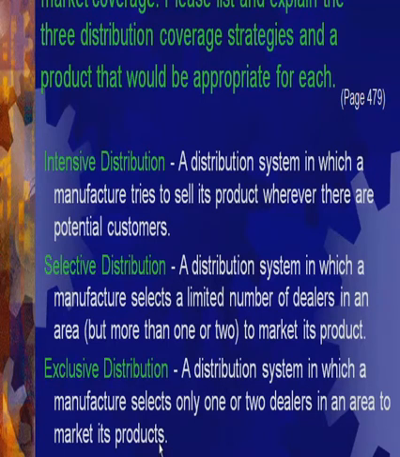On the other end would be exclusive distribution. This would be auto dealers who are given a specific territory, and so if you're a Ford dealer, you won't have another Ford dealer in your territory, as agreed with the manufacturer. Then selective distribution would be kind of an in-between process.